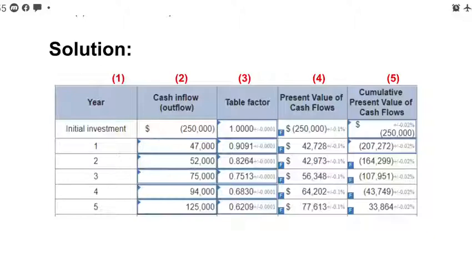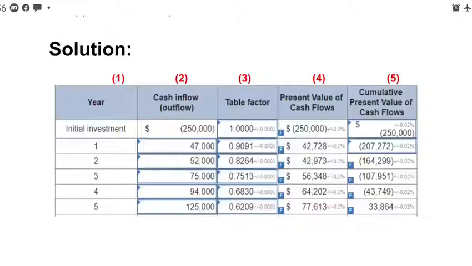Then you do column 2. In column 2 you have to show the net cash flow. The net cash flow can be negative or positive. A negative net cash flow means net cash out. A positive net cash flow means a net cash in. So you see the initial investment. When the business has to do the investment, the business has to spend $250,000. That is a cash out. That's why the value is negative $250,000.